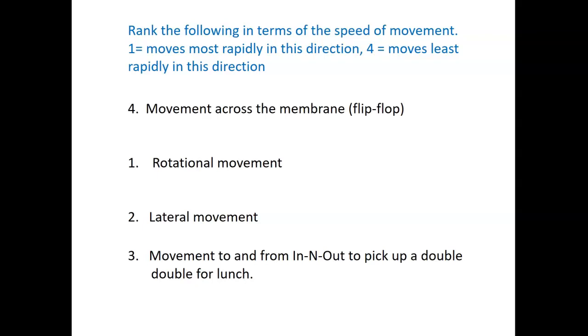The third fastest movement would be you actually going and getting a burger or, say, a burrito for lunch one day. What happens quite slowly is the movement of a phospholipid from one side of the phospholipid bilayer, from one leaflet to another.